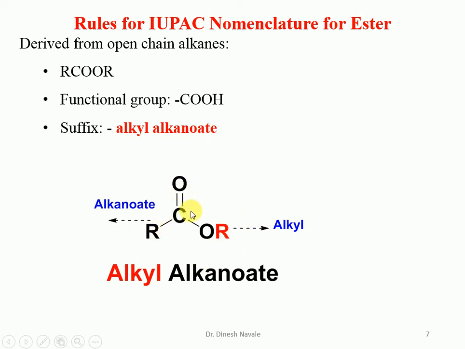So RC double bond O, which is written here in black, will be written as the alkanoate, and this R group which is attached to the alkoxy oxygen will be written as the alkyl. So while giving the IUPAC nomenclature for the ester molecule, the carboxylic acid group will be written as the alkanoate, whereas the alcohol part will be written as the alkyl. So the IUPAC nomenclature of the carboxylic ester is going to become alkyl alkanoate, where alkyl belongs to the alcohol, whereas the alkanoate belongs to the carboxylic acid functional group.